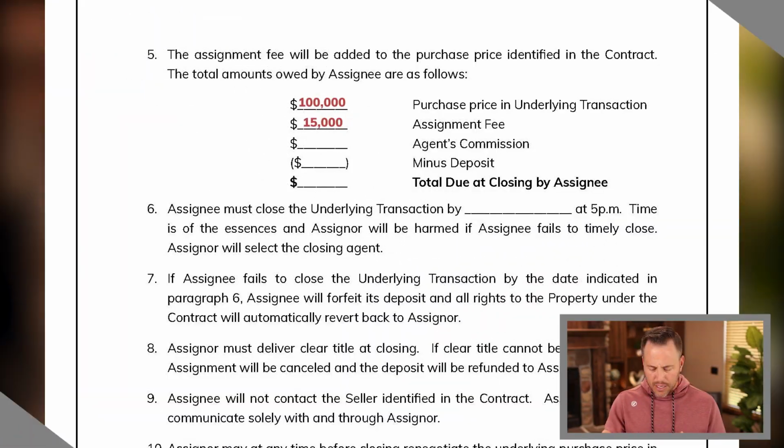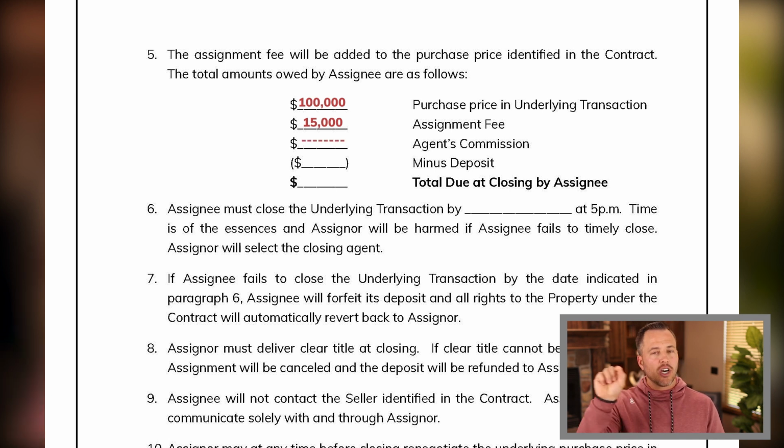Agent's commission, because most of these transactions are not dealt with agents. Every now and again, maybe an agent is gonna come to you and say, hey, I have a buyer that wants this deal. That's okay. But in most cases, you're working directly with the cash buyer. There won't be an agent commission. If so, just jot a line through it. The next one is minusing out their deposit. That's that $5,000 non-refundable earnest money that they drop off. So you can minus that out. And that way, total due at closing would add up to be $110,000 because $5,000 of that assignment fee is already in there as earnest money.